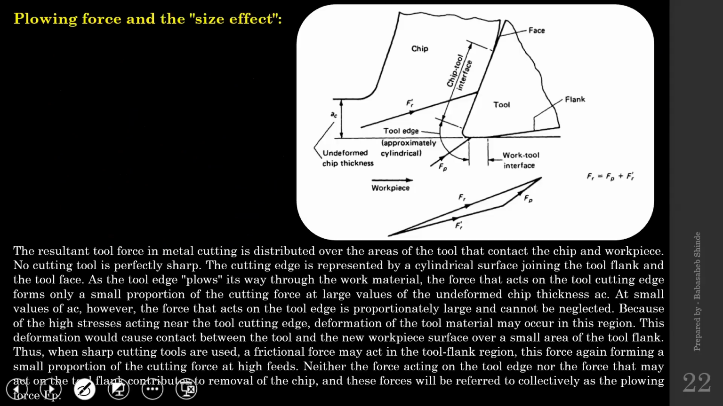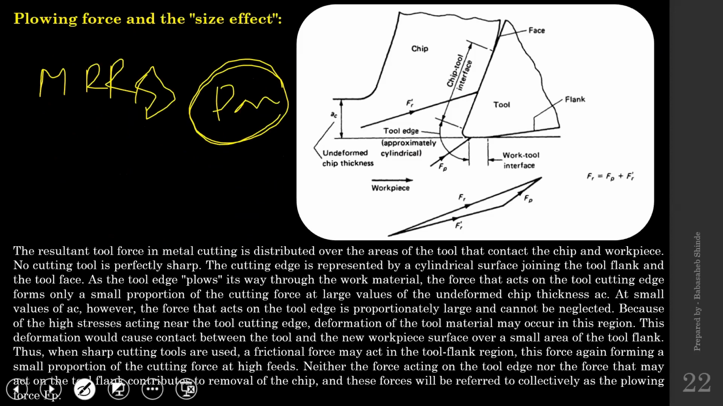Why is specific cutting energy very large? Because in abrasive machining you remove a very small amount of material by using that small abrasive, and because of that material removal rate is less, but the forces are considerable, and because of that specific cutting energy increases. So this phenomenon is called the size effect.